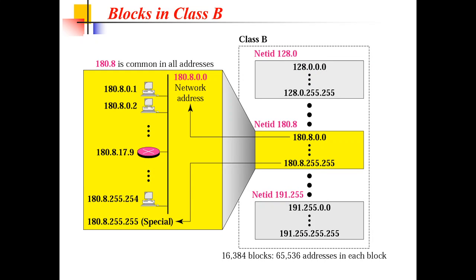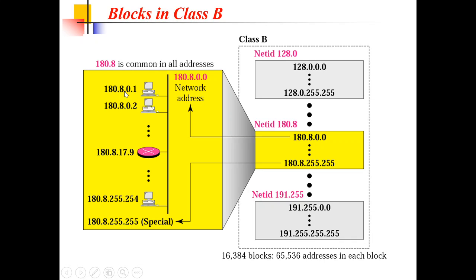In class B, the block starts with net ID 128.0 and the last network ID is 191.255. So the first network starts with 128.0.0.0 and the last host in that network is 128.0.255.255. Likewise, here one network is shown, 180.8. So here 180.8 is common for all host IDs.